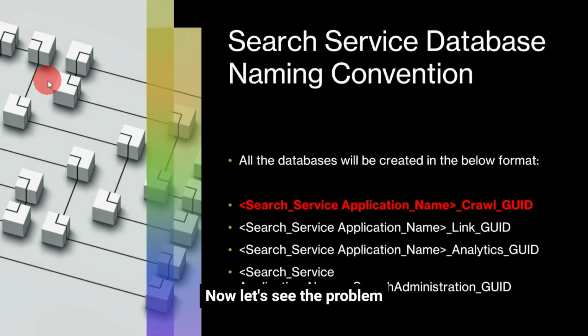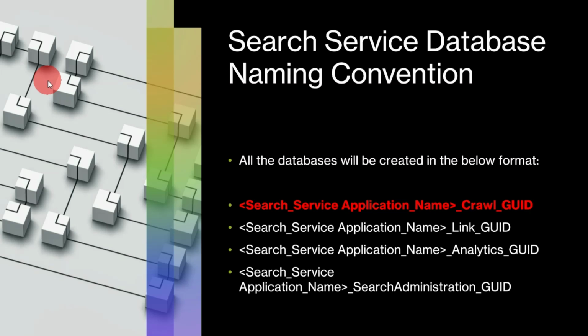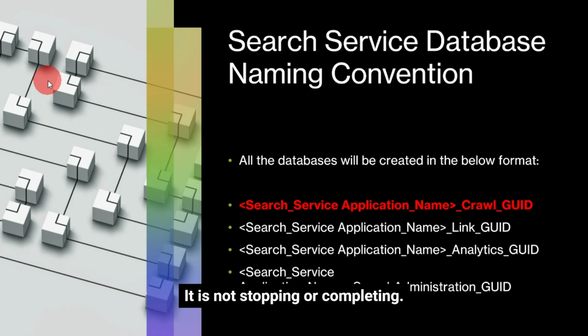Now let's see the problem. Let's explain the problem from here. The problem is, why is my search crawler not stopping or completing as expected? What happened? It was running perfectly. And all of a sudden it went into an infinite loop. It is not stopping or completing. Let's see, where's the problem?